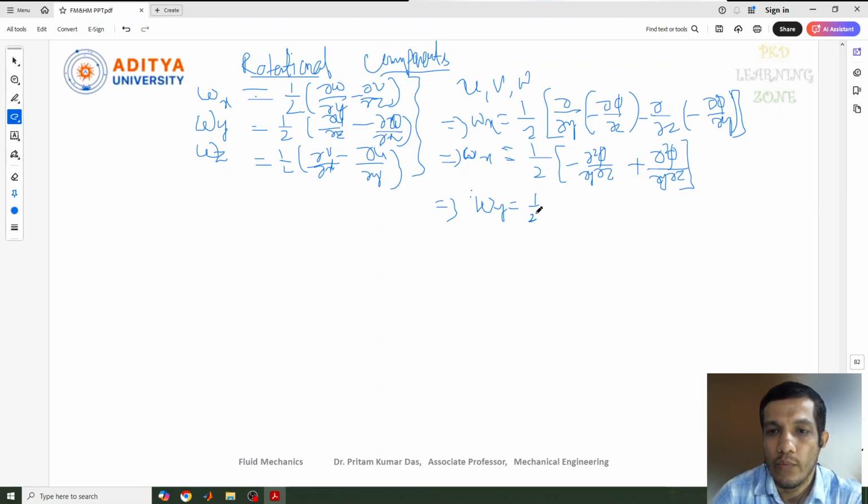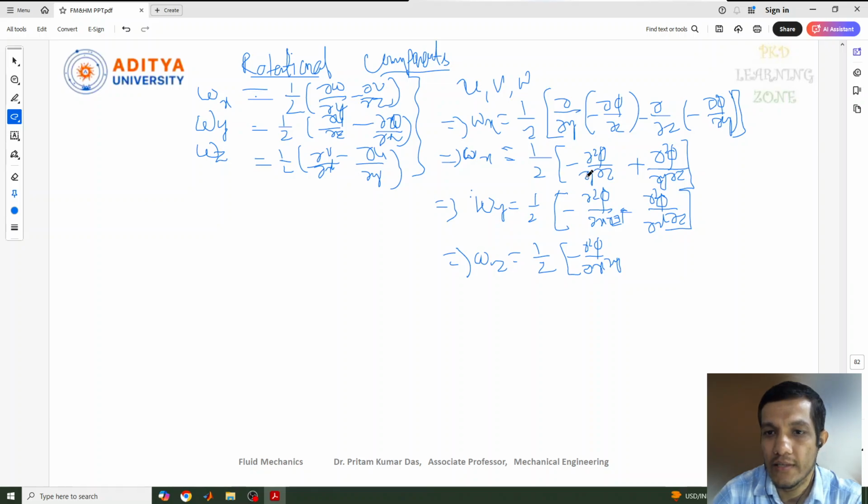that also I can write 1 by 2 directly. I'll write the value, this is minus del square phi, so here I'll get del x del z plus del square phi divided by del x del z. Okay, and similarly I'll write for the omega z, I can write 1 by 2 bracket start, and here I can write minus del square phi del x del y.